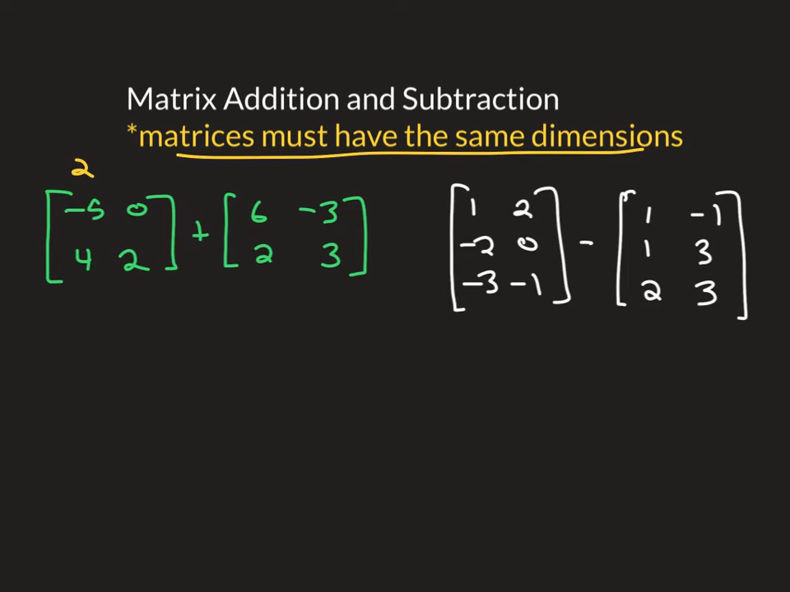For example, this first one here is a 2 by 2. That one is called a 2 by 2. And by the way, matrix dimensions go by rows and columns. So you count how many rows it has going this way, then how many columns it has going that way.